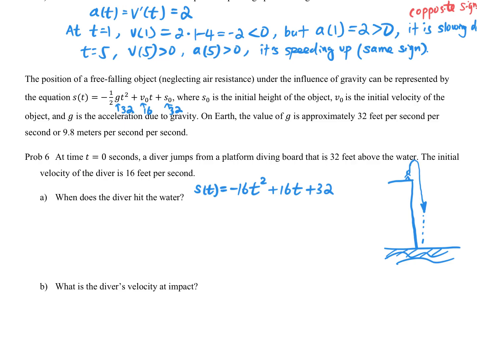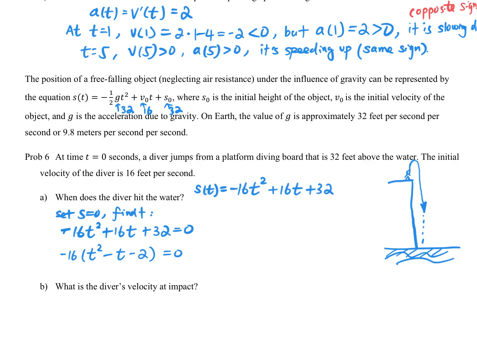Now, first question is, when does the diver hit the water? That means we are looking for the time so that the position is 0. That's on the ground level, which is 0. So that means we're going to set s to 0 and find t, right? So this is what we're going to do. Negative 16t squared plus 16t plus 32, we set to 0. And we can factor out the negative 16. We have t squared minus t minus 2 equals 0.